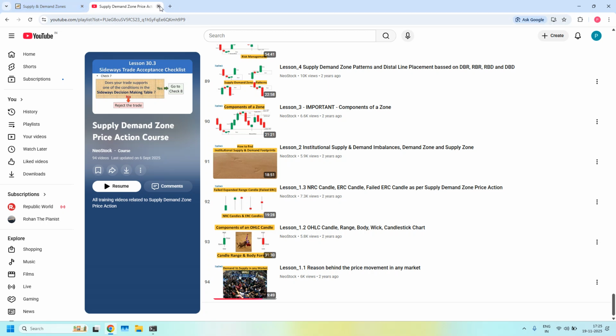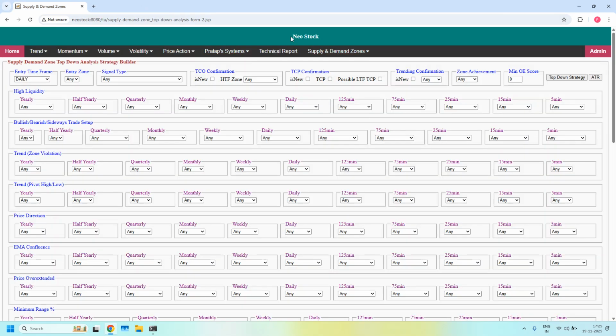Okay, now I am generating different supply demand zone reports with the help of NeoStock Software's supply demand zone top-down analysis strategy builder. First I am finding the stocks near daily and 75 minutes high liquidity demand and supply zones, so that we can identify high priority high liquidity zones from those reports, and those zones can be used for the high liquidity zone strategy that I explained in lesson 21.3 video.